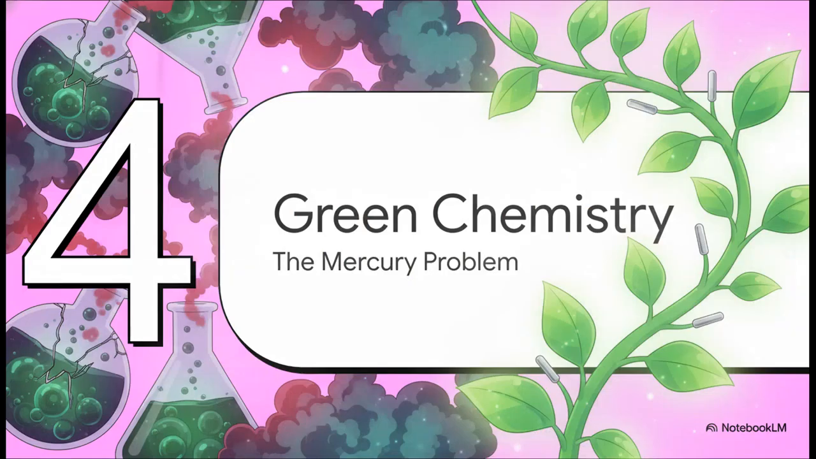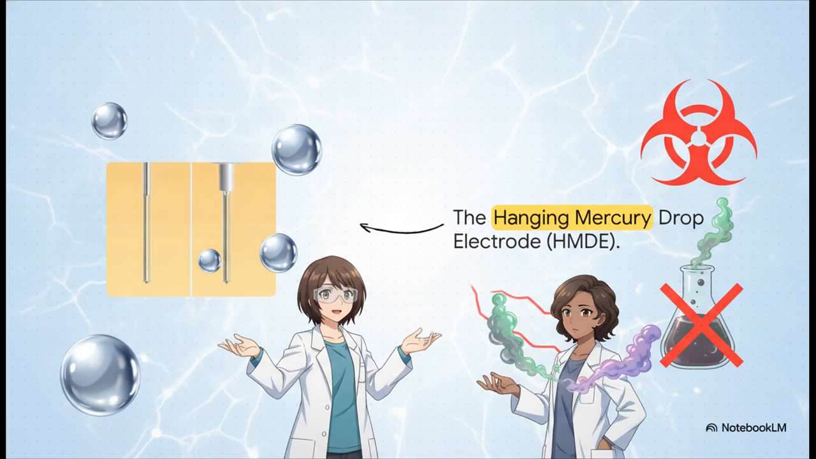Section 4. The toxic mercury problem in green chemistry. For decades, the absolute standard tool for all of these techniques was the hanging mercury drop electrode. It was universally beloved by chemists because a single drop of mercury provides an incredibly reproducible, pristine surface for the reduction and oxidation of metals.